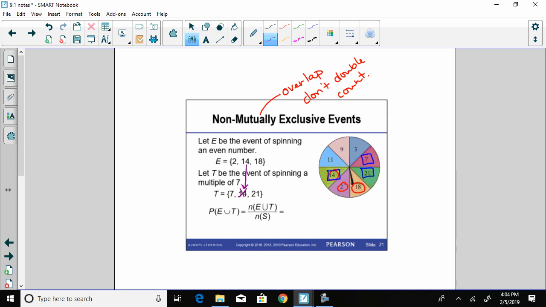So I've got 1, 2, 3, 4, 5 of them. And how many are in my whole thing? 1, 2, 3, 4, 5, 6, 7, 8. My answer is going to be 5 out of 8. Okay? Don't count the overlap.